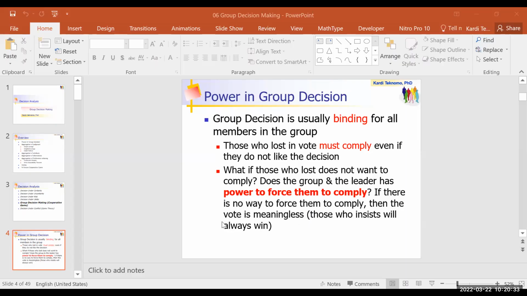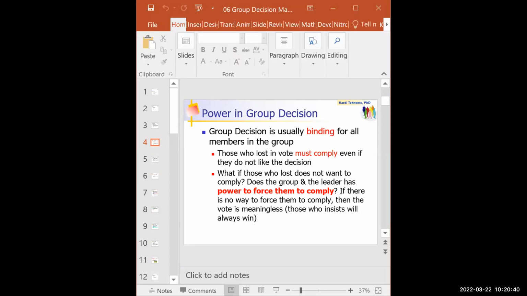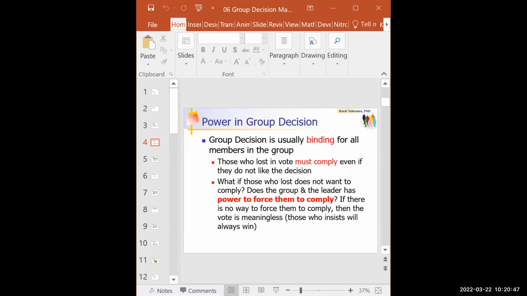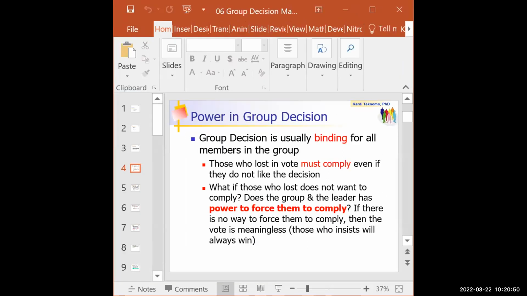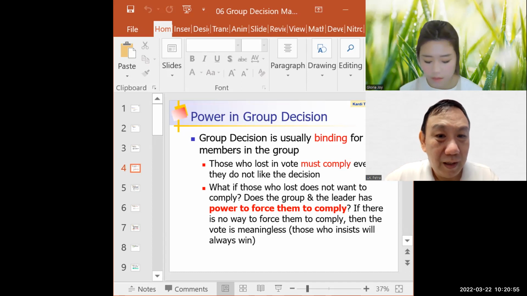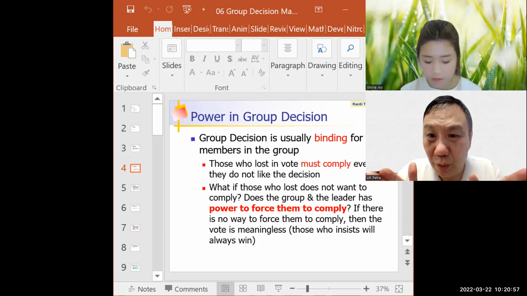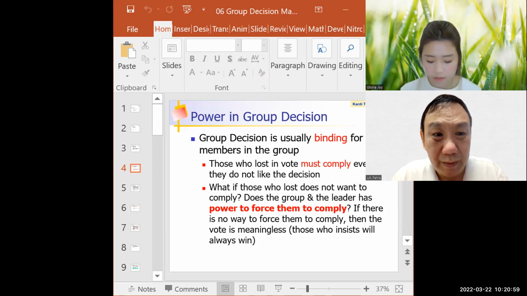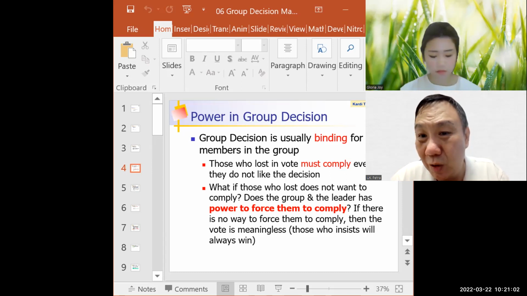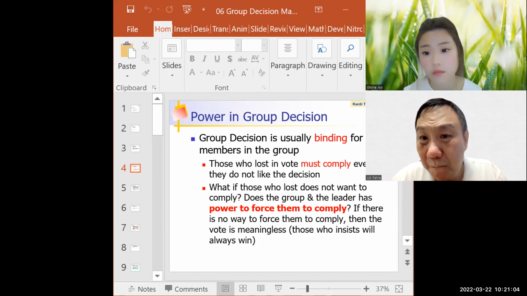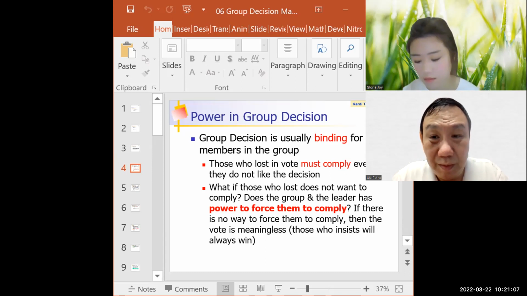Okay, so now my question to you. If everyone agrees, then the agreement is binding. Correct? Say you make a meeting, and in that meeting you agree on something. So is it binding for all members in the group? Yes or no? Yes.